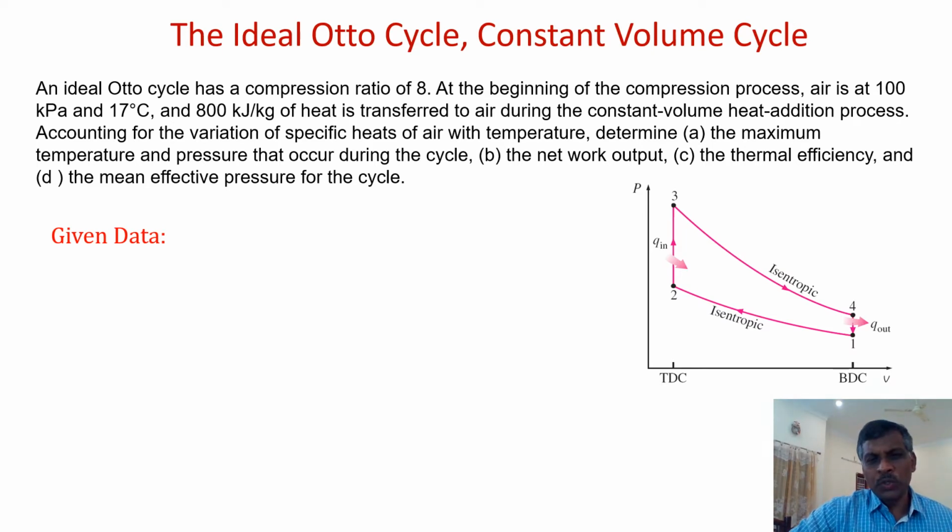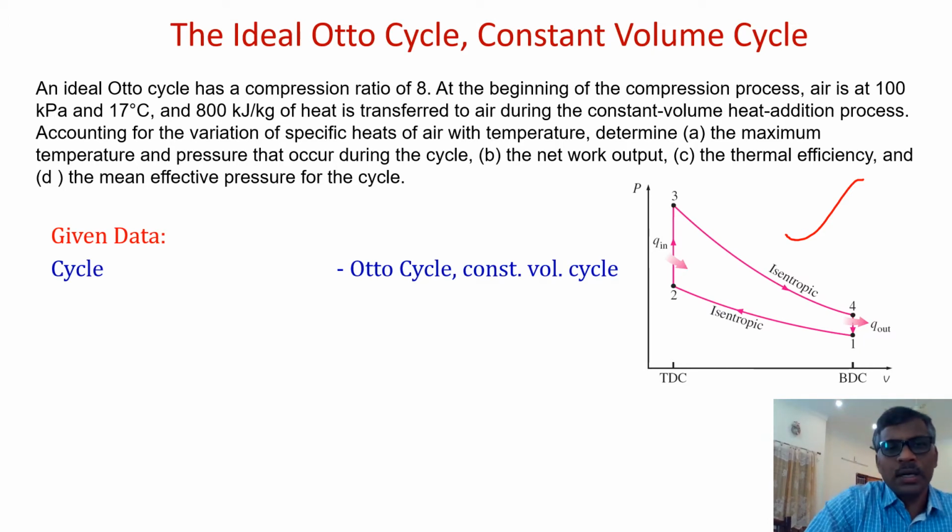Okay, coming to the problem. Today I would like to do 3 big problems, one for each cycle. So the first one, let us take it as an Otto cycle. Otto cycle, you know that it's a constant volume cycle. So heat addition is at constant volume. That should be in your mind. Immediately you draw the diagram. Then we can take the given data one by one.